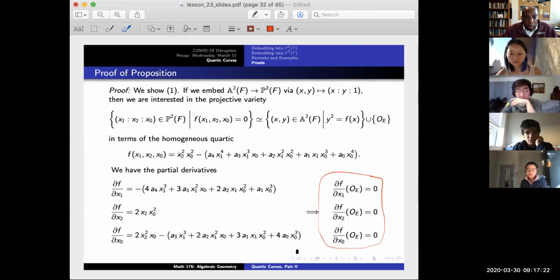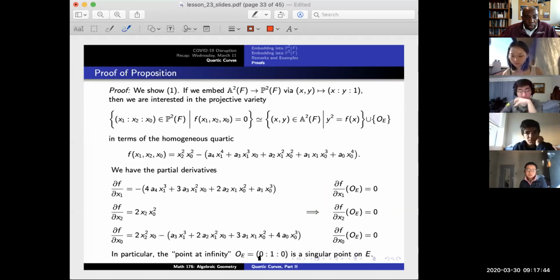So when we do that, you can see that the three different partials here, partial with respect to x1, goes to 0 because x1 is 0 and x0 is 0. Partial with respect to x2 is 0 because, again, x0 is 0. And partial with respect to x0 is 0 because x0 is 0, x1 is 0. Right? So putting all of that together, we know that our so-called point at infinity is a singular point because, again, all three of the partial derivatives vanish.